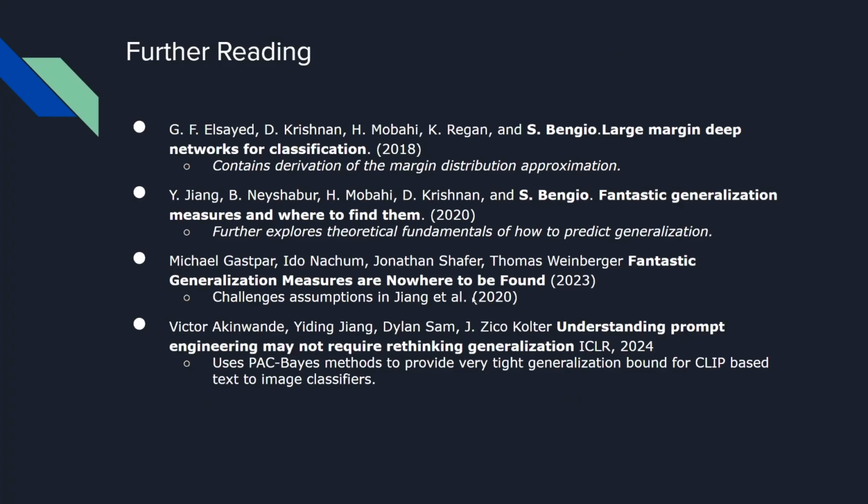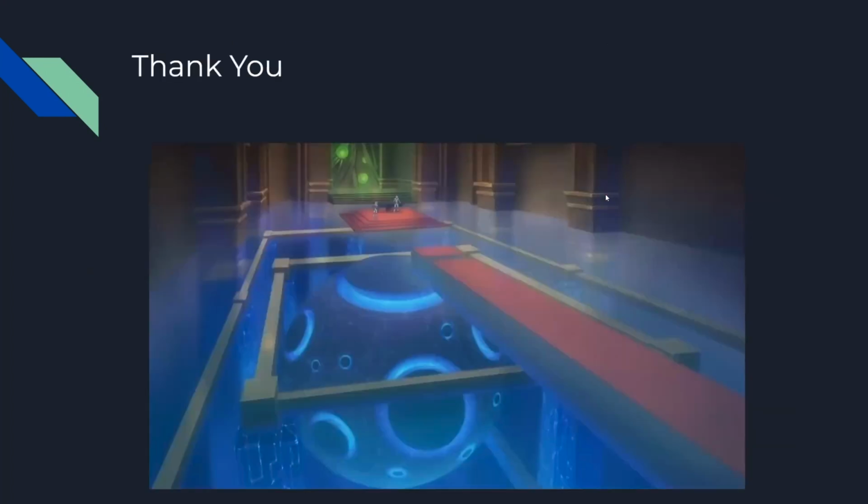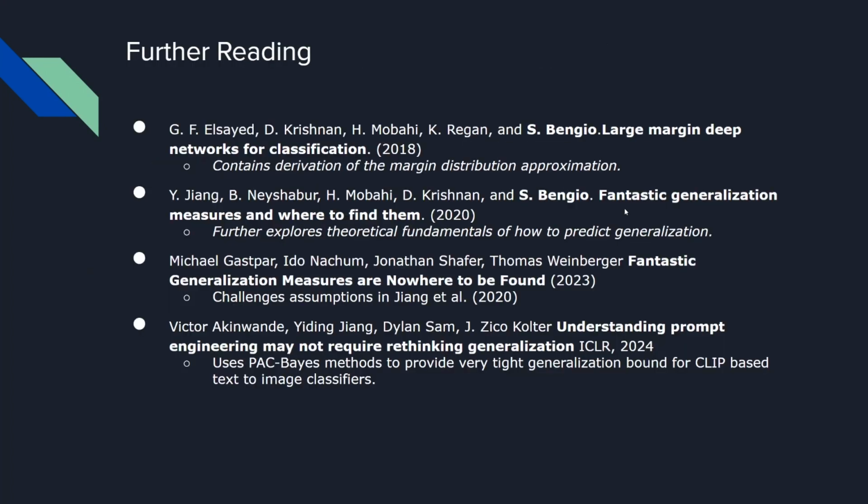If you want to continue this work, here are some other papers that I recommend. This one I actually really like. Deep learning researchers love to do this. There was a paper called "Fantastic Generalization Measures and Where to Find Them," in reference to the Harry Potter book "Fantastic Beasts and Where to Find Them," and then someone made a counter paper saying "Fantastic Generalization Measures Are Nowhere to Be Found." It's not that pessimistic, but they're both worth reading.